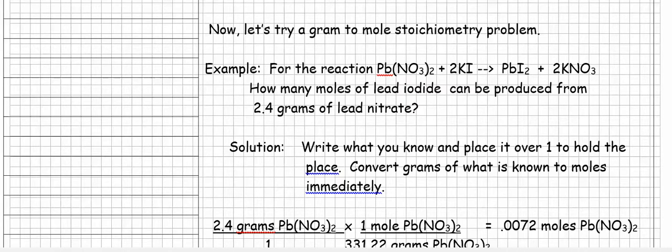This is for the reaction of lead nitrate and 2 moles of potassium iodide. We get lead iodide and potassium nitrate, okay? And it is a 1 to 2 to 1 to 2 mole to mole to mole relationship, right?